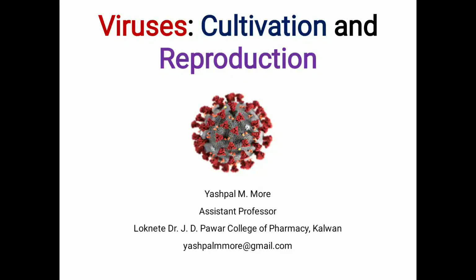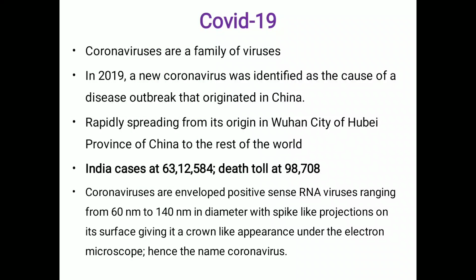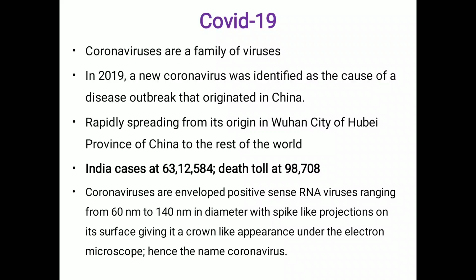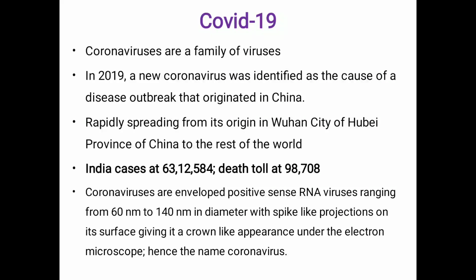In this presentation, mainly I am going to talk about the COVID-19 virus, then cultivation and reproduction of viruses. So COVID-19: coronaviruses are a family of viruses. The 2019 novel coronavirus, or the severe acute respiratory syndrome coronavirus 2, as it is now called, is rapidly spreading from its origin in Wuhan city of Hubei province of China to the rest of the world.